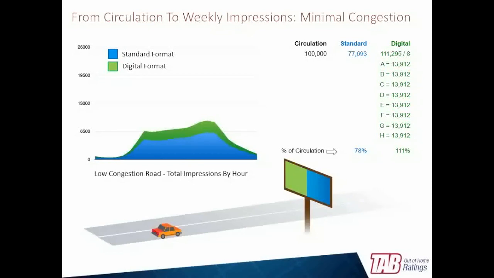The digital board goes a step further. Because people are seeing more than one ad during the same pass, we actually end up with higher impressions than the original circulation for the structure. This means each of the 8 flips receives 1/8 of the total impressions.